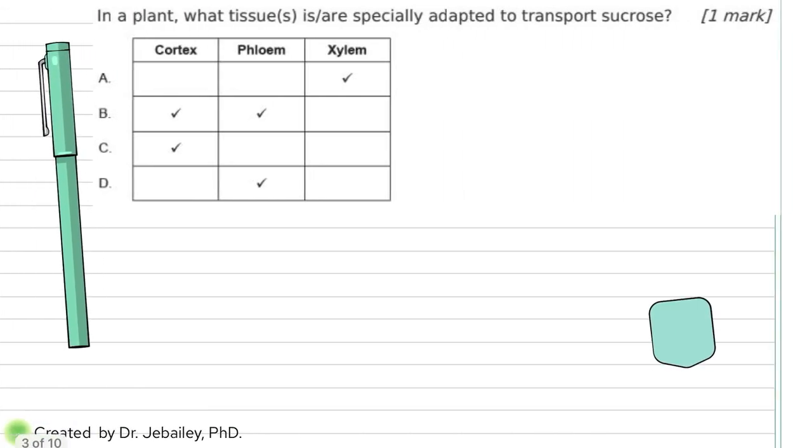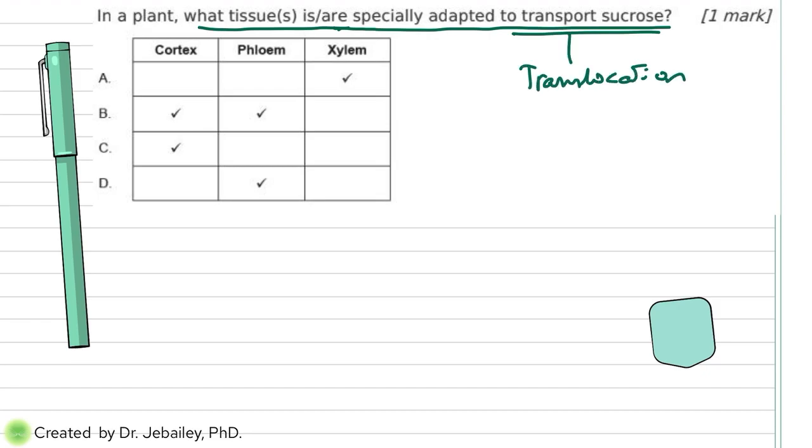Next, in plants, what is or are specially adapted to transport sucrose? When I say transport sucrose, I'm talking about translocation. And when we talk about translocation, this is actually happening in the phloem. So the only place that you can see this tissue is in the phloem. So the only one that works with this is D.